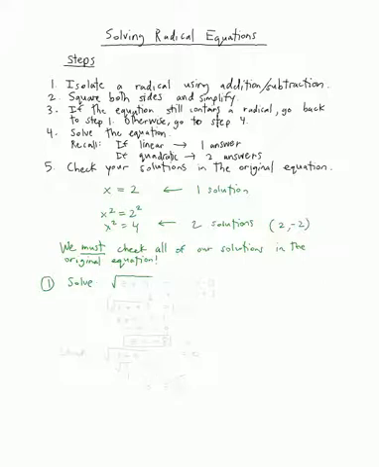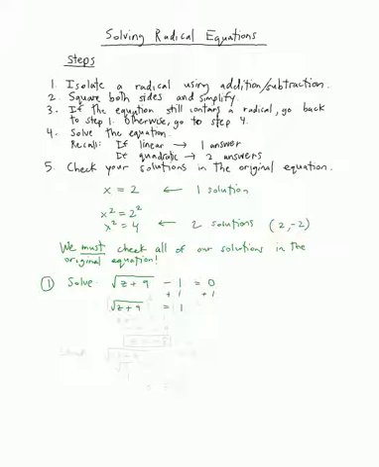We're going to solve the following. Square root of z plus 9 minus 1 equals 0. We're going to go step by step. So step 1, isolate the radical using addition and subtraction. The first thing I'm going to do to isolate the radical is add 1 to both sides. I end up with square root of z plus 9 equals 1.